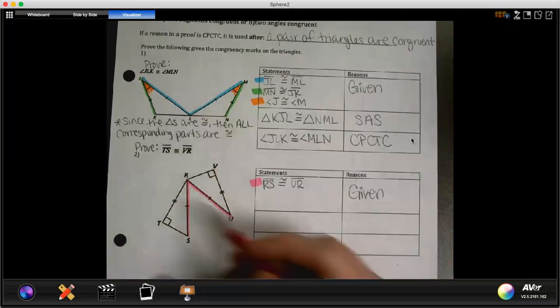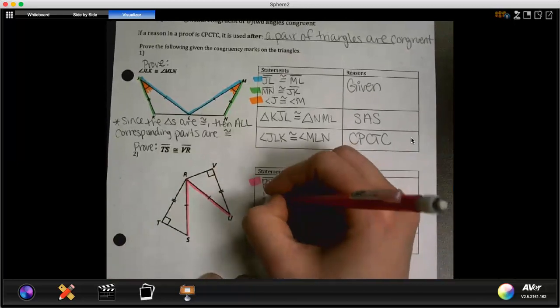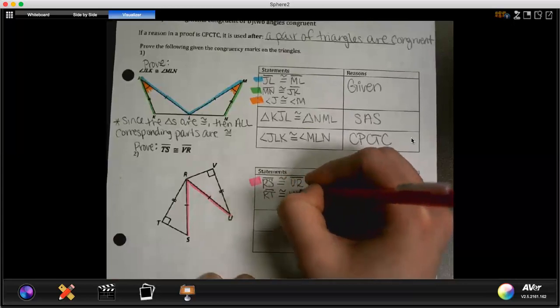Then the next thing I have is another set of congruent parts. So I'm going to say RT is congruent to UV.